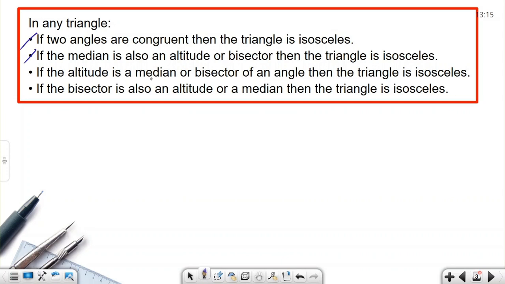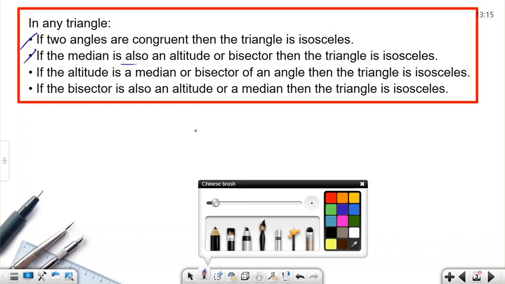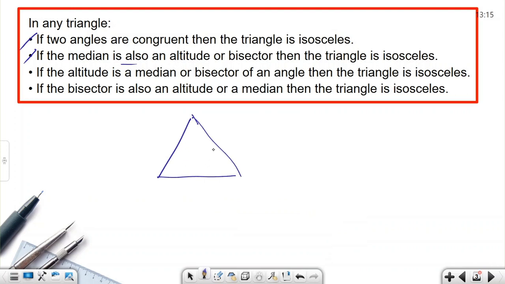Let's see another one. Until now we talked about that rule. If the altitude is a median or a bisector of an angle, then the triangle is isosceles. If the altitude is a median, as we already said, it's the same idea, or a bisector of an angle. Let's draw a triangle. If this is the altitude and it's a median at the same time, we can say that's an isosceles. Or if it's not a median but an angle bisector, dividing this angle into equal parts, we can call this an isosceles triangle. So I can say this side is congruent with that one.